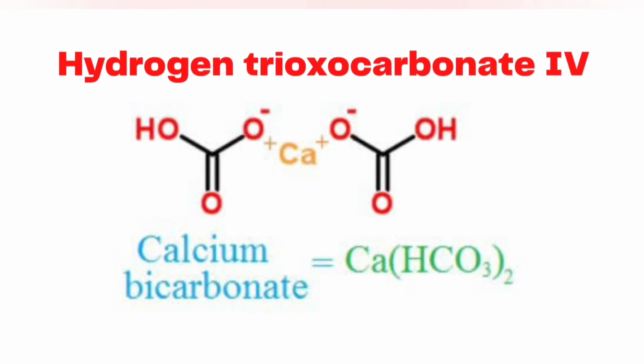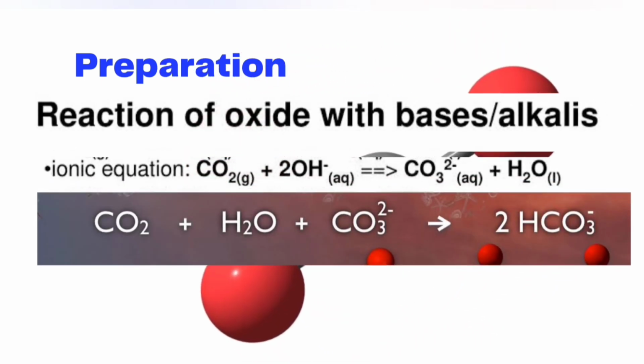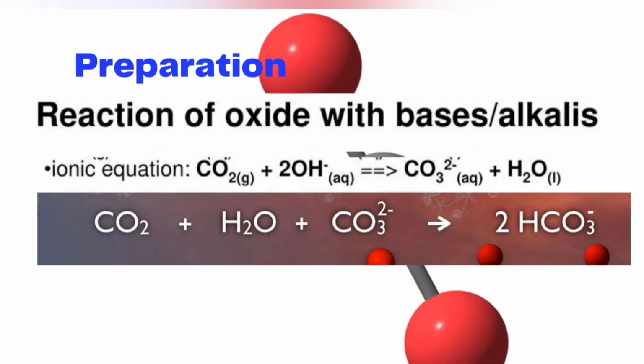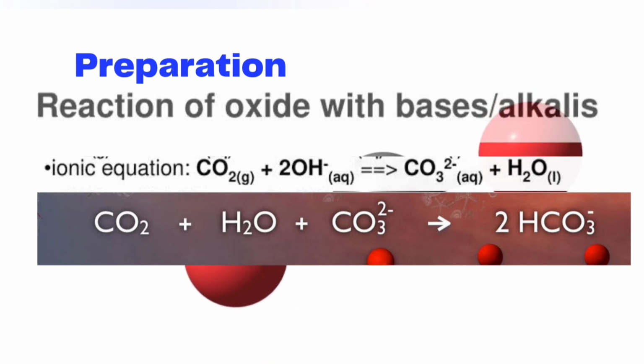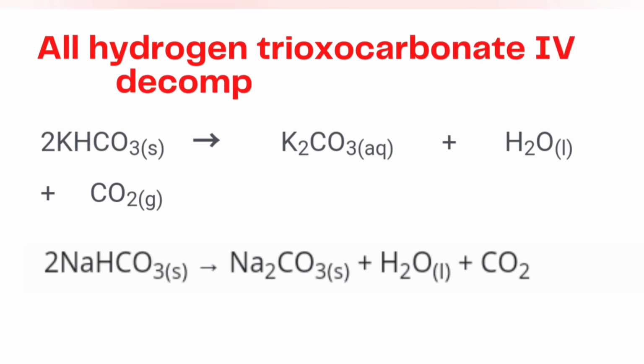Let's now look at hydrogen trioxocarbonate 4. These are the salts formed when only one hydrogen of carbonic acid is replaced by a metallic ion or ammonium radical. Take note of that. Now they are prepared in the laboratory by passing carbon 4 oxide through either the alkali or the corresponding trioxocarbonate, as you can see there. All hydrogen trioxocarbonate 4 salts decompose on heating to release carbon 4 oxide.